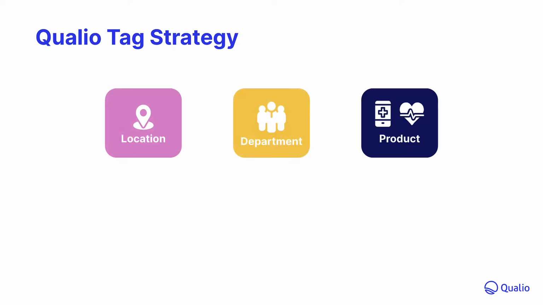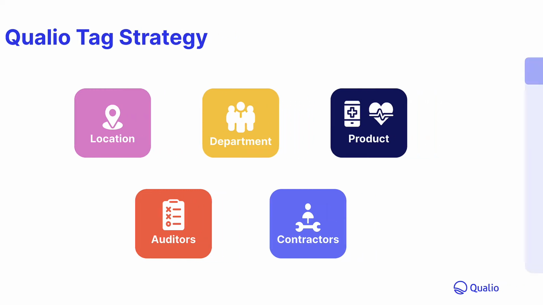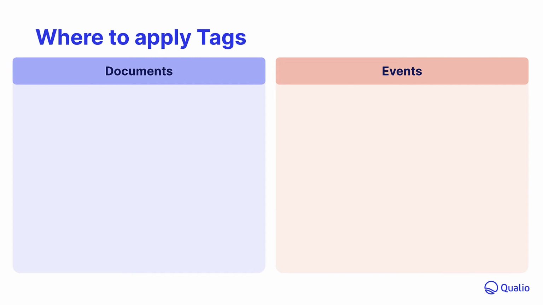It's advisable to take a minute to think about your tagging strategy before you begin creating tags. Would it be helpful to tag documents and events by location, department, or product? Will you want to restrict access to auditors or contractors? Start putting a list together of your requirements and ideas, then review your thoughts with your customer onboarding manager the next time you meet. Qualio tags can be applied to documents and events.